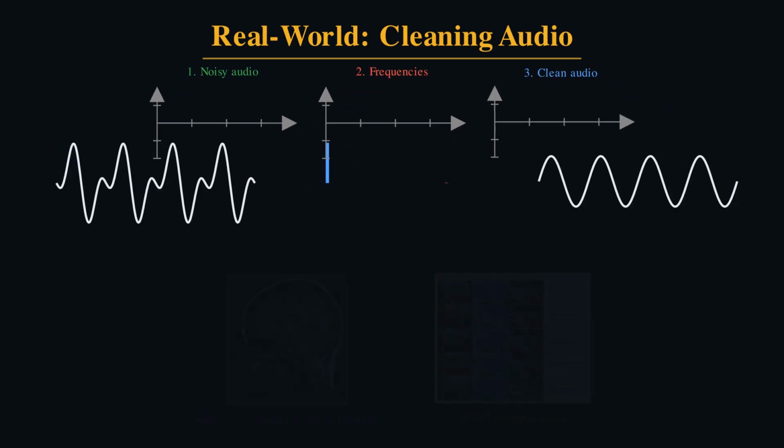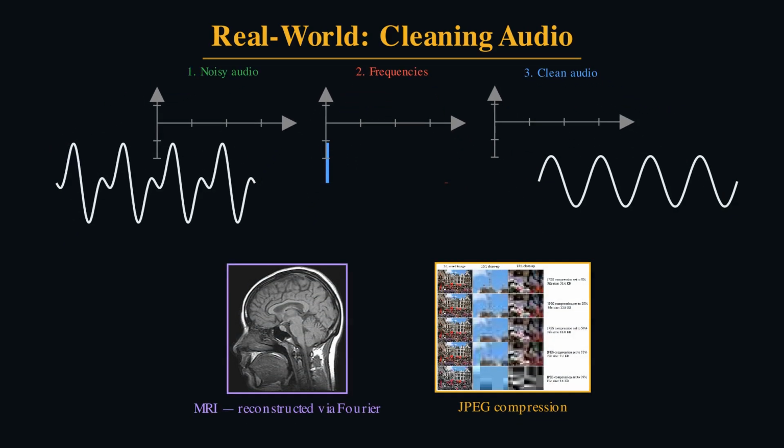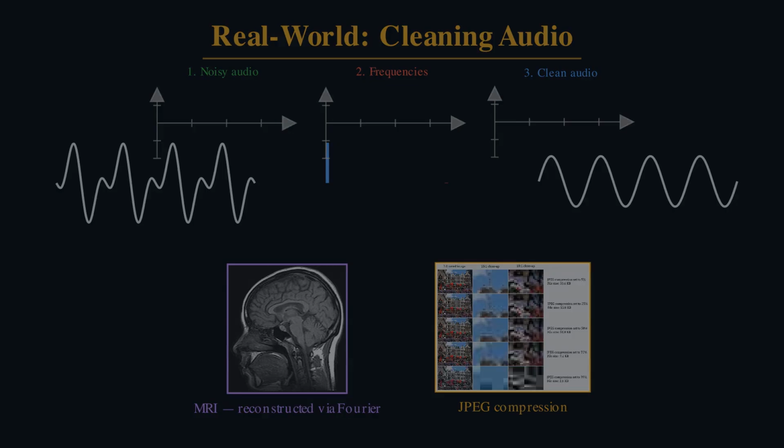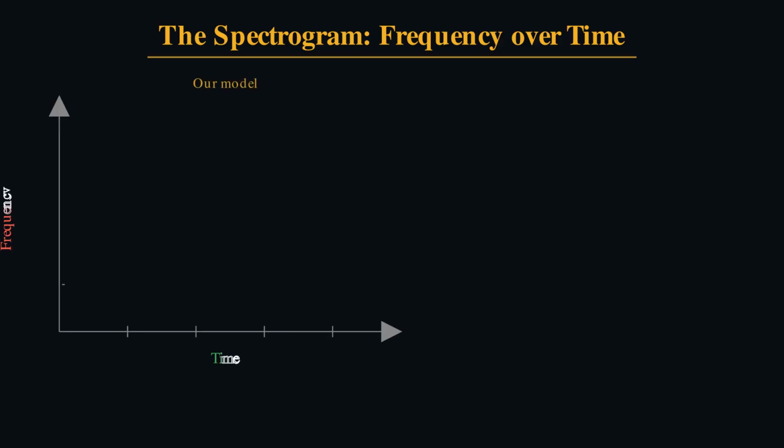And the very same logic powers JPEG image compression and MRI medical imaging. In an MRI scanner, the raw measurements are literally Fourier coefficients. The image you see is reconstructed by an inverse transform. The plain transform tells you which frequencies exist, but not when. For music or speech, that is not enough.